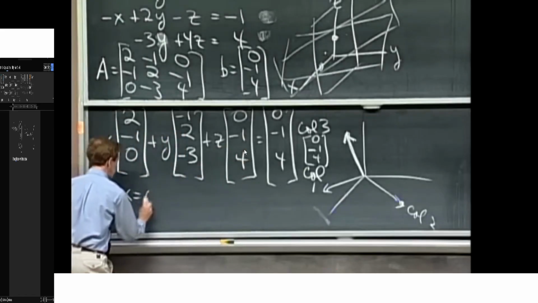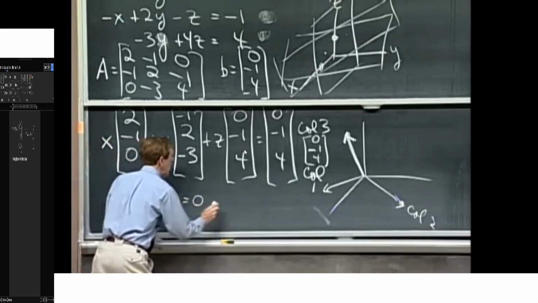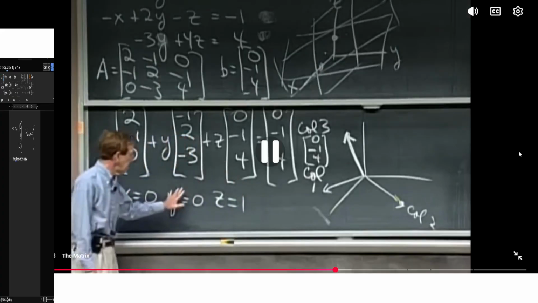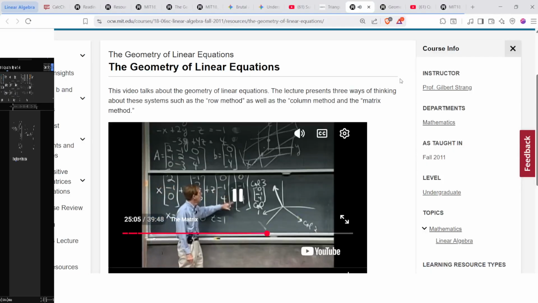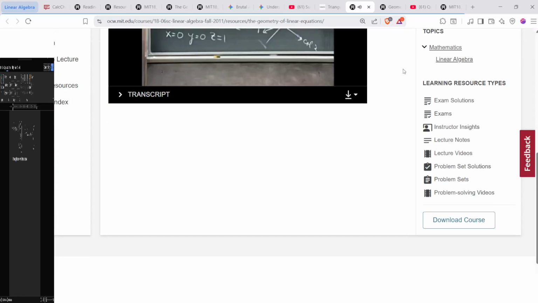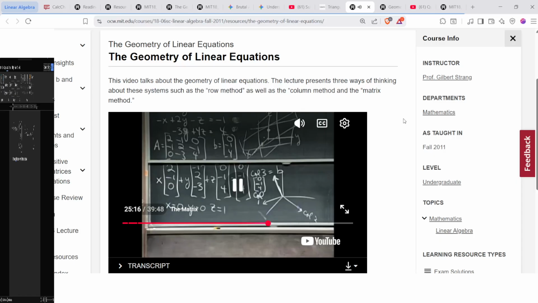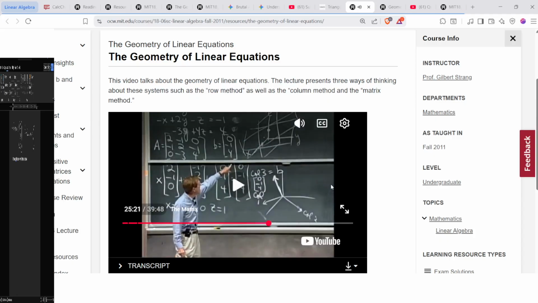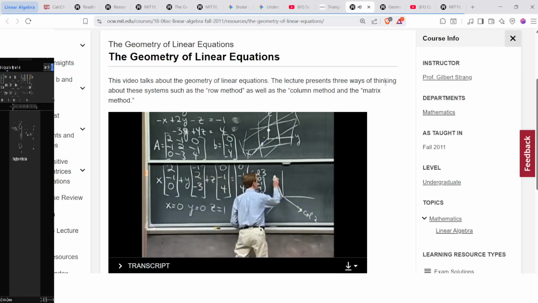So x should be 0, y should be 0, and z should be 1. That's the combination. None of that, one of those is obviously the right one. So this column 3 is actually the same as B in this particular problem.